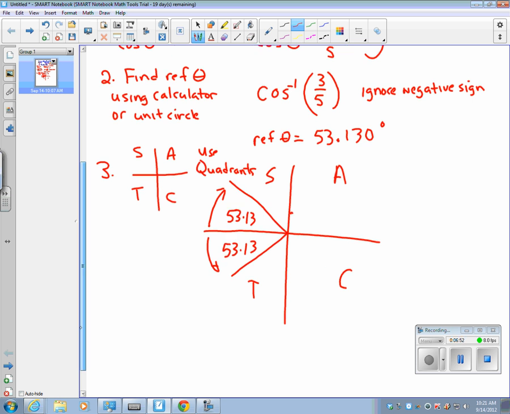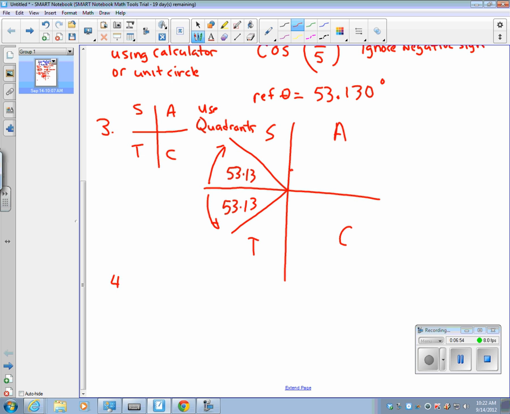So look. So now the step 4 is to state the final answers using the given domain.